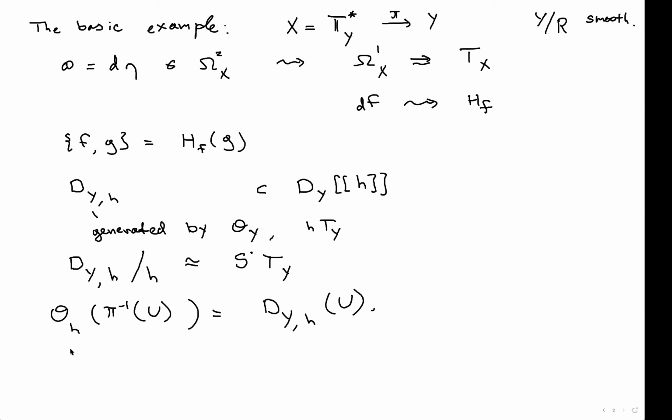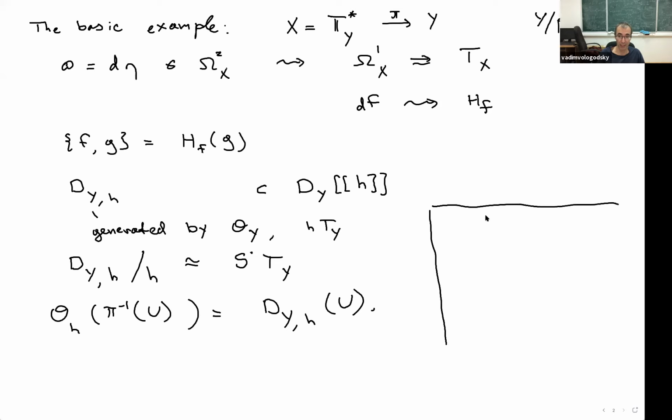Excuse me. This D_h, you said it's generated by O_Y and h T_Y. Looks like the quotient is just O_Y. No. Quotient by h. So think of the following example. Y is, say, Spec of maybe K of y.